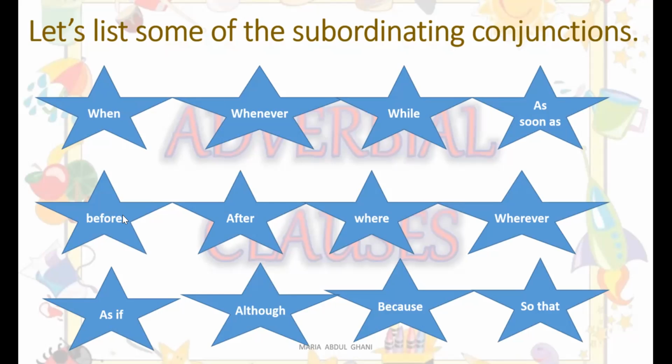Before and after, they are opposites, and they are adverbs of time. Where, place. Wherever, place, good. As if: she was talking as if she is a queen. Yes, it's about the manner, the way of behavior. Although, what meaning does it give? Contrast.